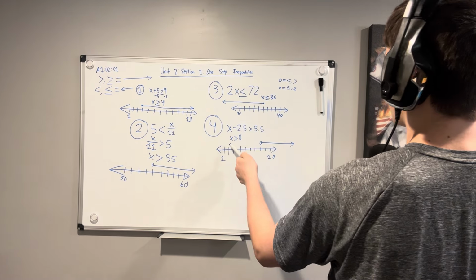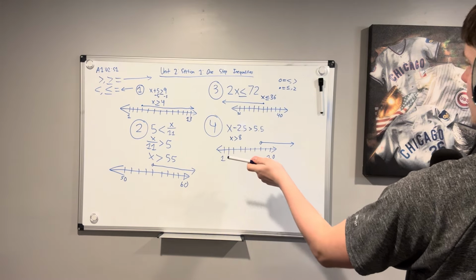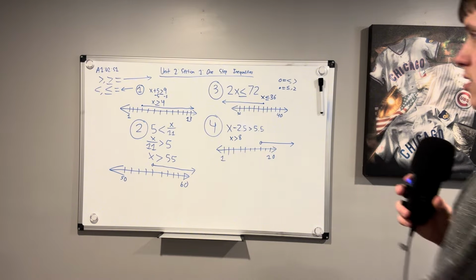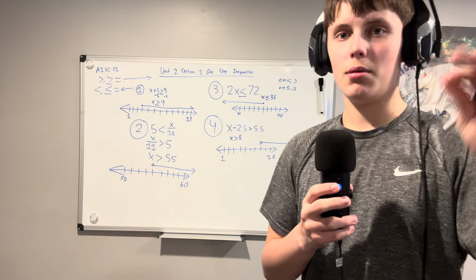And then similarly, x is greater than 8. Then I'll have a dot. No, not a dot, a circle, and it'll go to the right. So there we go. Great job.